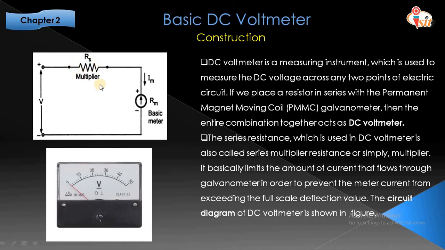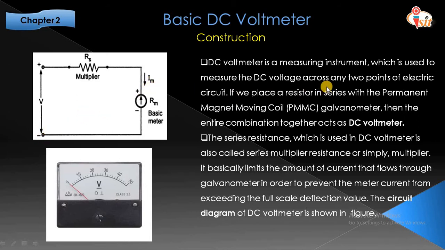Now I am going to show you one by one the constructional details of the basic DC voltmeter. A DC voltmeter is a measuring instrument which is used to measure the DC voltage across any 2 points of an electric circuit. Here is a plus, here is a minus, and these are the 2 points of the electric circuit where we can measure the voltage of a DC circuit.